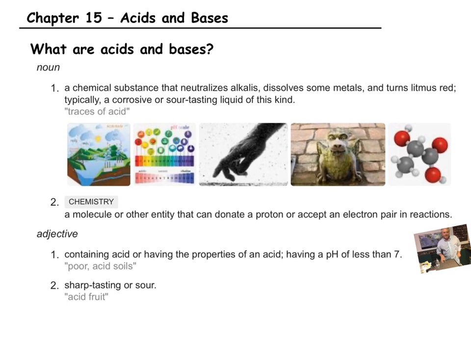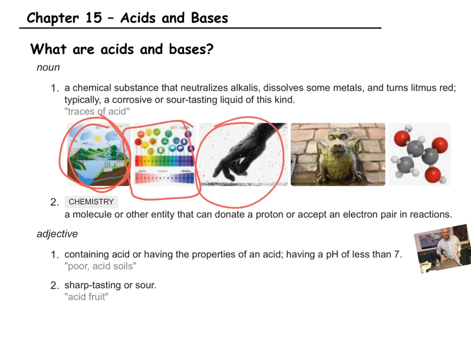Here's a definition of acids: a chemical substance that neutralizes alkalis, dissolves some metals, and turns litmus red, typically a corrosive or sour tasting liquid of this kind. Now there's some pictures here, a little bit hard to see them, but this is trying to illustrate acid rain. You probably have heard about that before. Here's a pH scale. Here's a diagram showing corrosion. This is a picture of some kind of a sculpture that's been affected by acid rain.